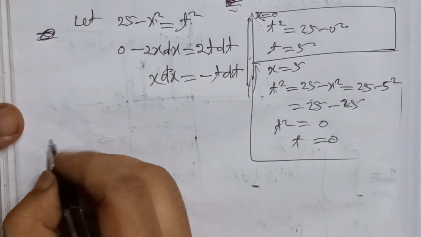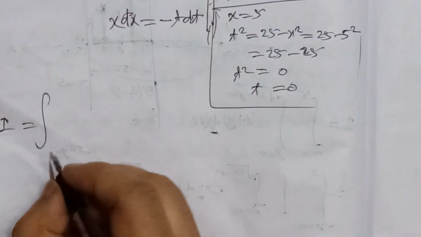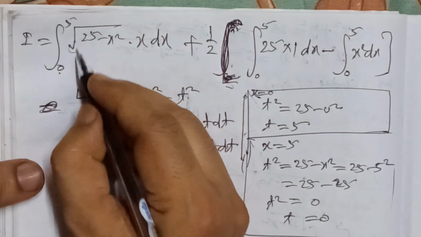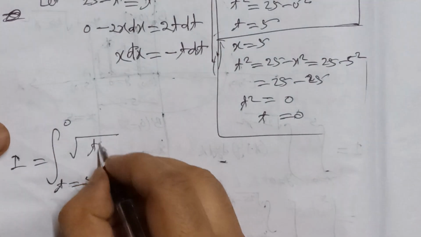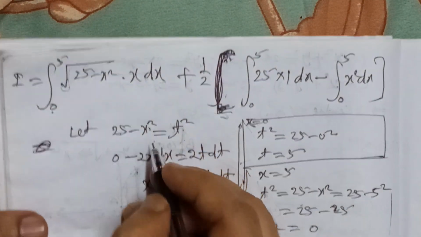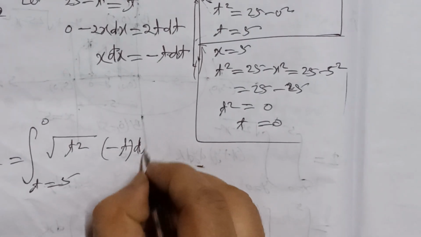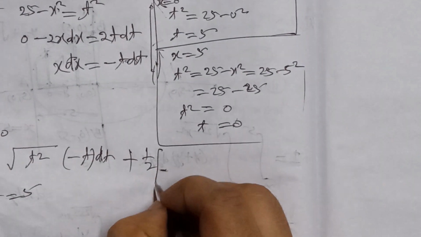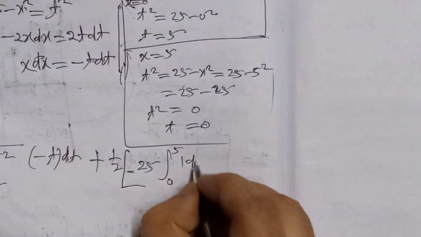We put this substitution, then the limit will change accordingly. The lower limit becomes 5 and the upper limit 0, and I write the square root of t square as we let here, and x dx becomes minus t dt. After this we write 1 by 2 and apply the square root, and take 25 out from this bracket, and we have to only integrate 1 with respect to x.